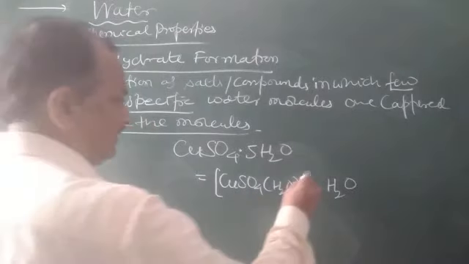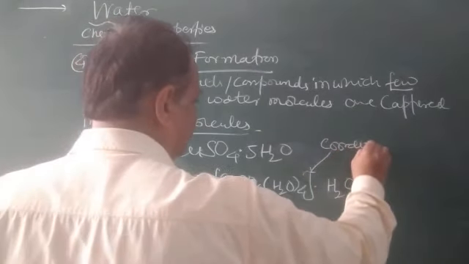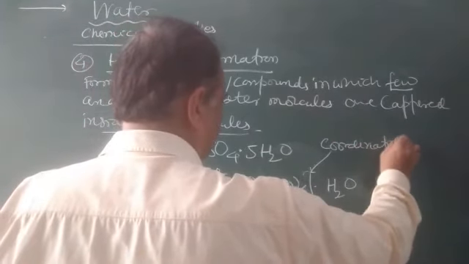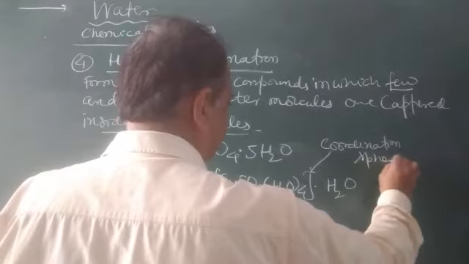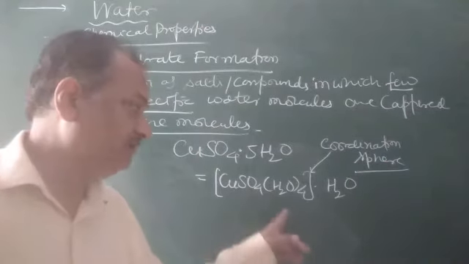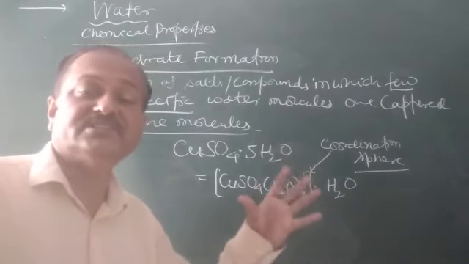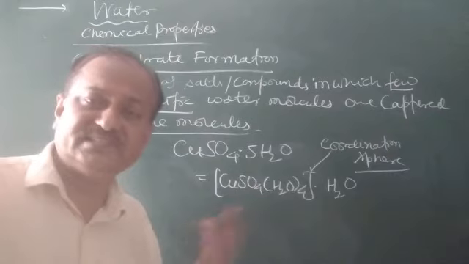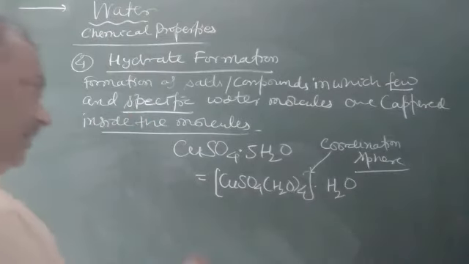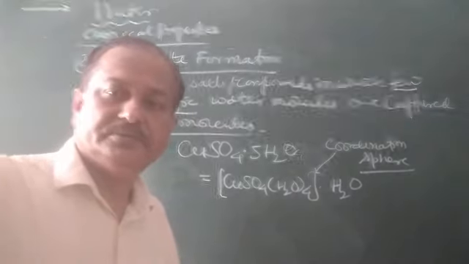This square bracket is called the coordination sphere. You will see it in class 12. This is the coordination sphere. So 4 water molecules are inside and 1 is present outside. So this is found in some specific compounds, and this happens in all the cases. And so this is about the chemical properties of water.